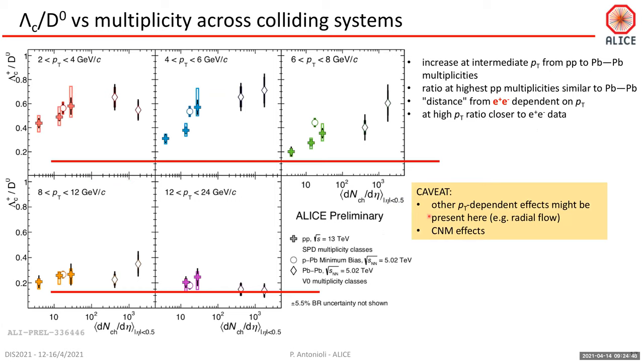To conclude this part, let me add that we then put together observations in different collision systems. And here you have, as a function of multiplicity in different intervals of pT, the Lambda_c over D0 ratio. You see that there is an increase at intermediate pT from proton-proton to lead-lead multiplicity, but the ratio at the highest proton-proton multiplicity is similar to what we observe in that range of multiplicity for lead-lead. Another intriguing observation is that we have a distance from the electron-positron ratio, but this distance decreases and substantially approaches the LEP values at high pT.